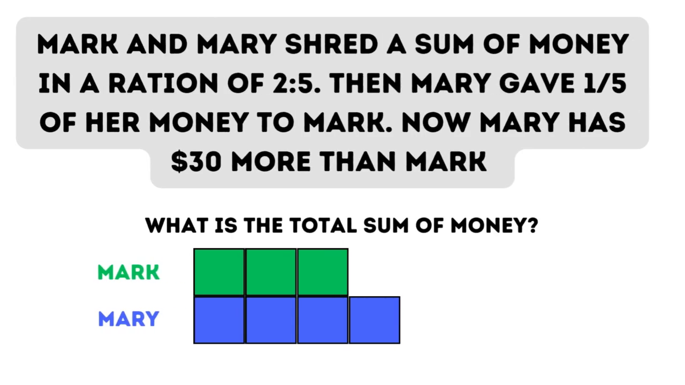So that means that if Mary has $30 more than Mark, Mary has 1 extra square than Mark, so that means each square has to be worth $30. So we have 7 total squares between Mary and Mark, so 30 times 7 is $210.